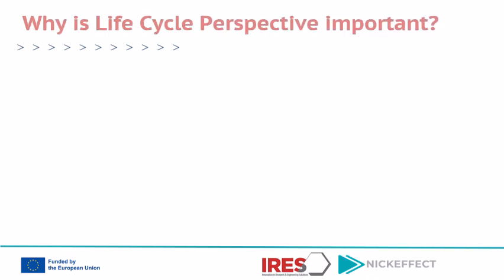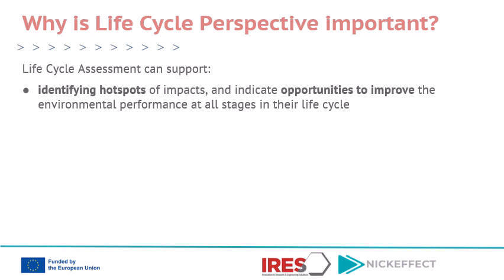It is important to apply a life cycle perspective when we study sustainability for several reasons. It can help with identifying hotspots of environmental impacts, so materials or processes that contribute significantly to the impacts of the product we are analyzing. And it can also help identify opportunities to improve the environmental performance by targeting these hotspots for mitigation, such as replacement of a certain chemical or a certain process with an alternative.